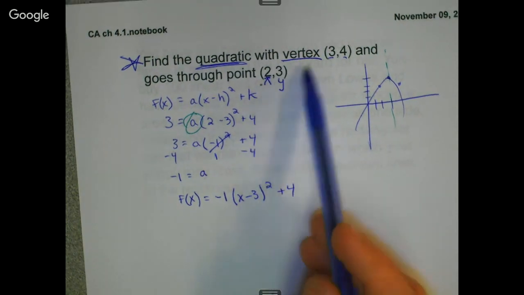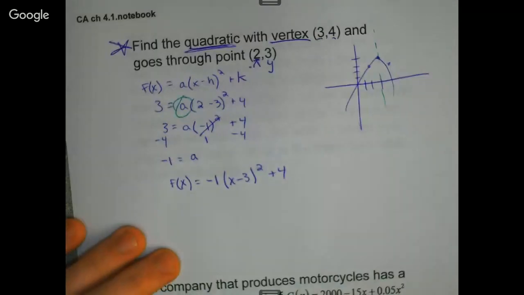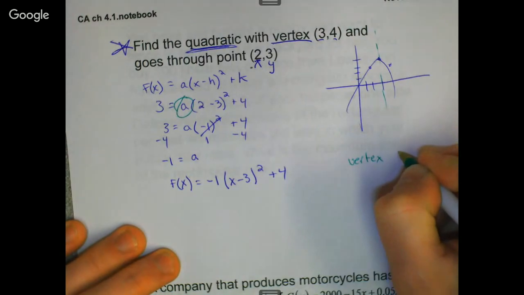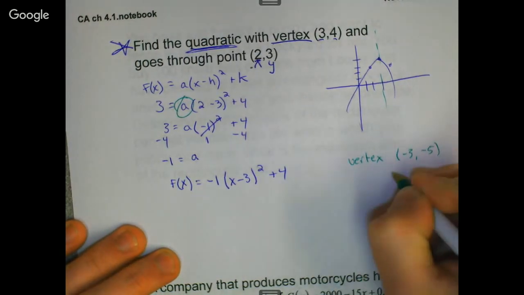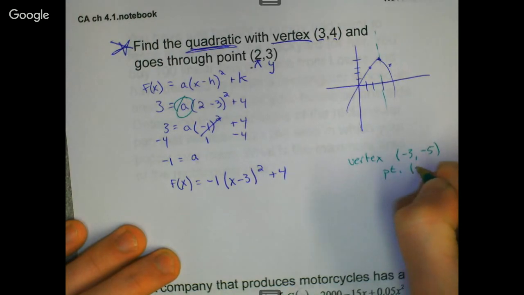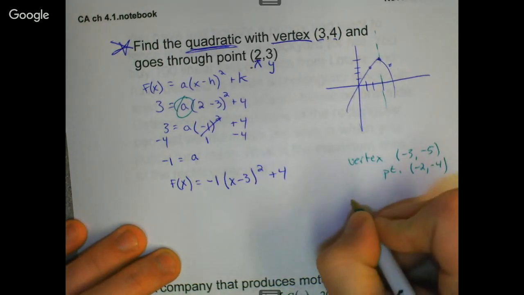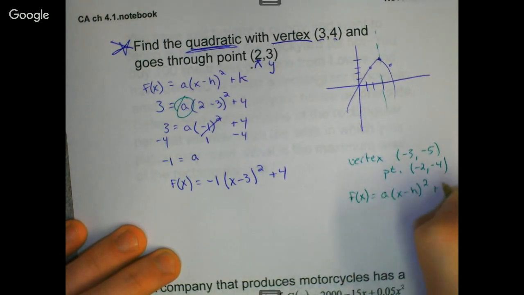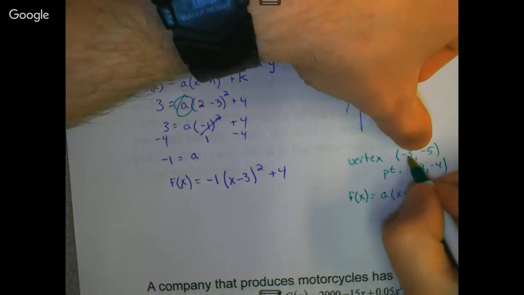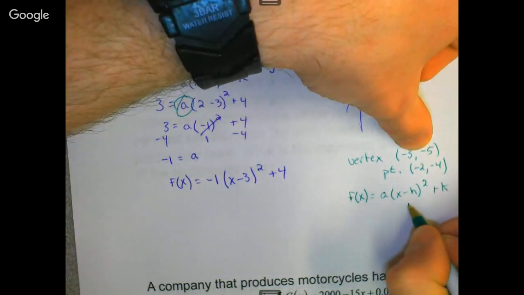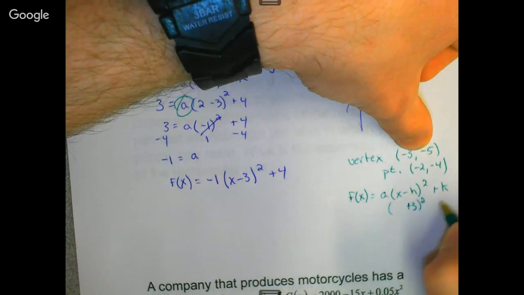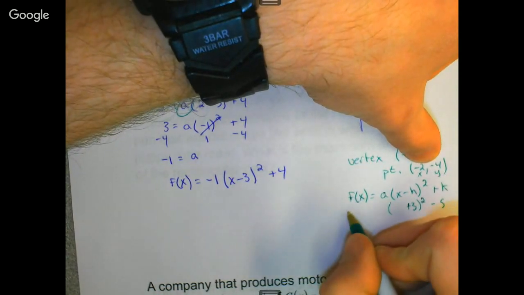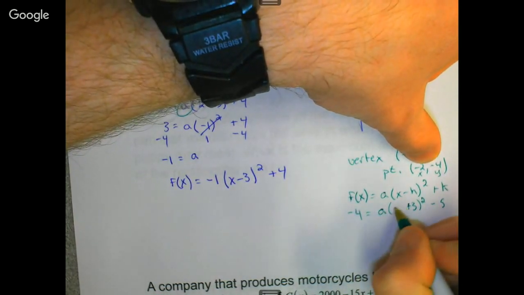Again, I can change these vertices to any number. Let's say the vertex is -3, -5, and point -2, -4. Okay, so f of x equals a(x minus h) squared plus k. Okay, so this is h. So I have a plus 3 now, squared minus 5. I'll plug in x and y. So this is -4 equals a times (-2 plus 3) squared minus 5.